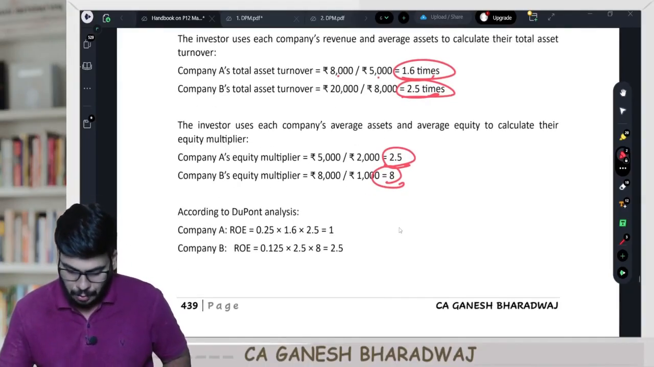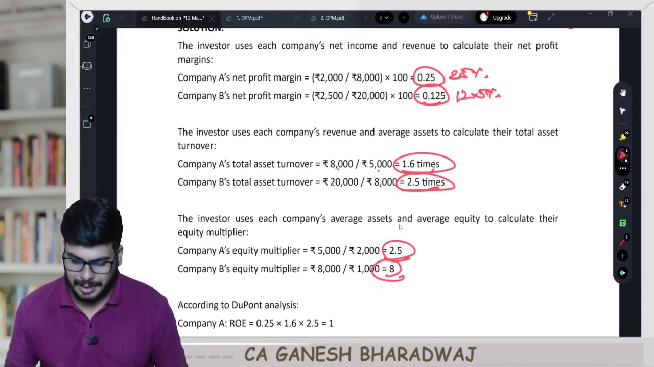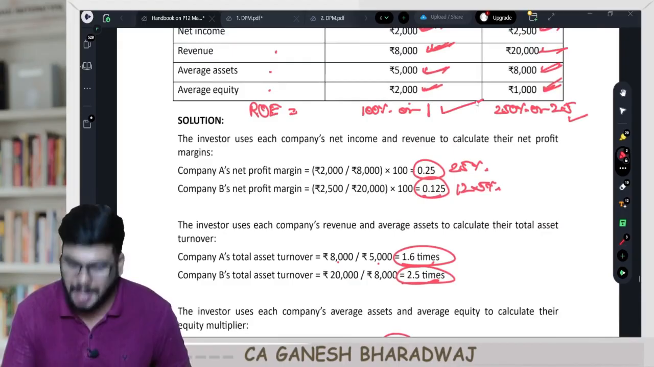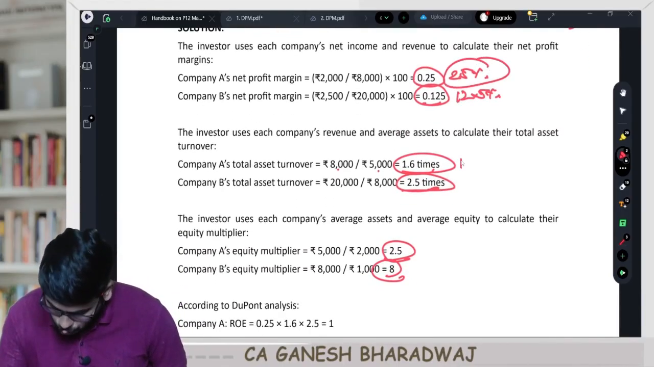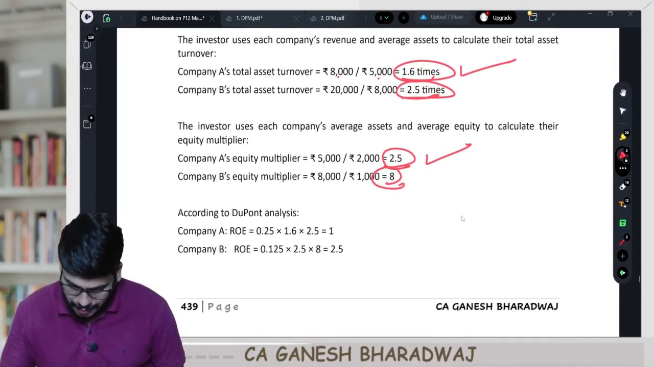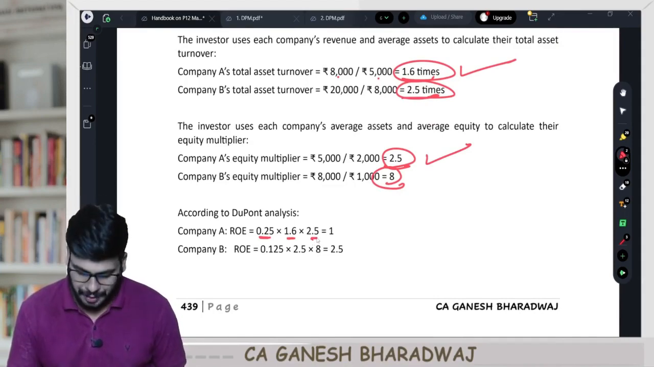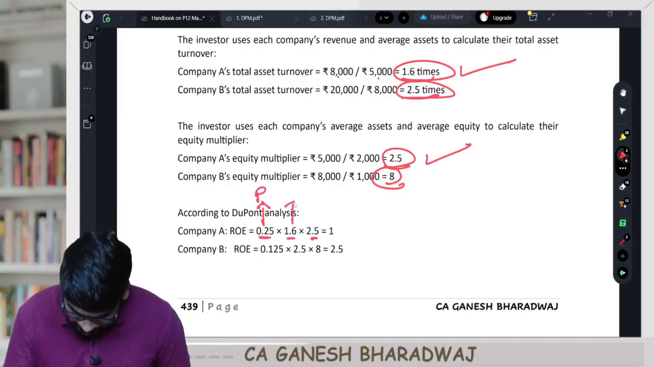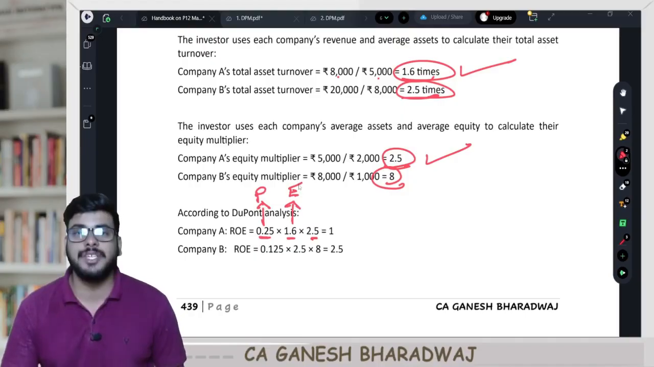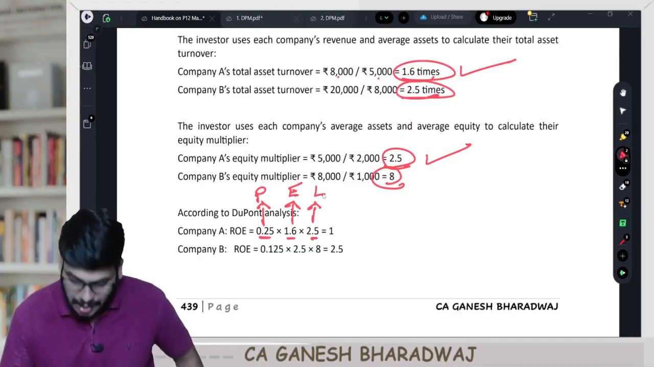So now, for company A, how do you arrive at the return on equity? What is the total return on equity? 1 or 100%. How do you get this? It is 0.25 into 1.6 into 2.5. Correct? So what does this 0.25 indicate? This indicates the profitability of the company. What does this 1.6 indicate? It indicates the efficiency of the company. And what does this 2.5 indicate? It indicates the leverage effect of the company.